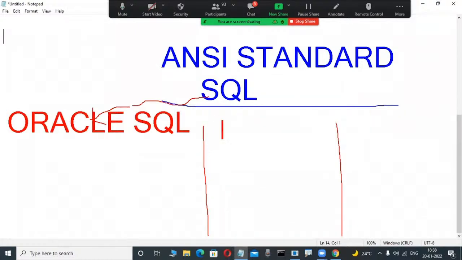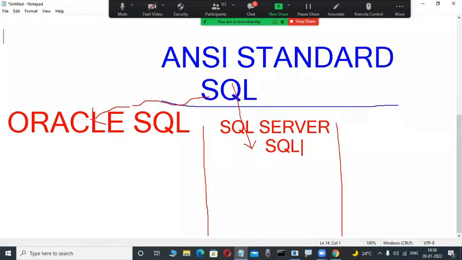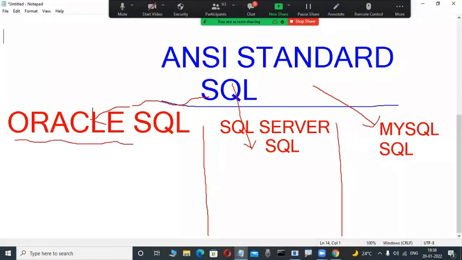Again, observe here. SQL Server, a Microsoft product, created their own SQL from this ANSI standard SQL, called SQL Server SQL. Again, MySQL created their own SQL language from this ANSI standard, called MySQL SQL. That's why in our class we are learning Oracle SQL.